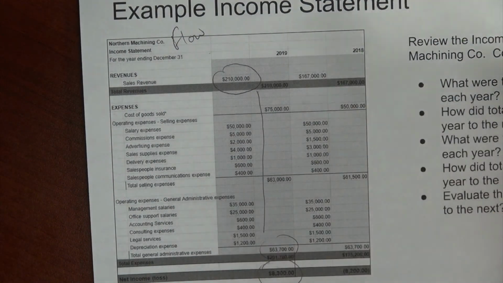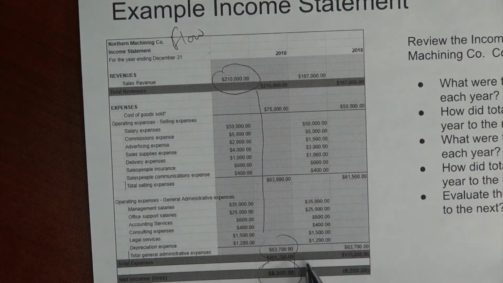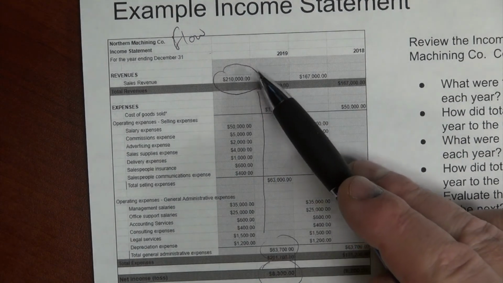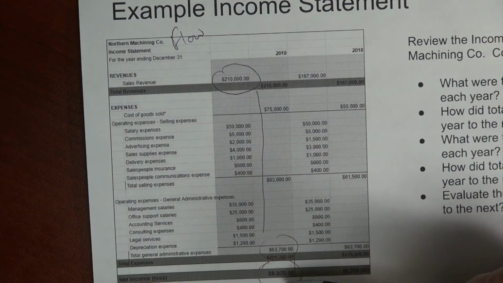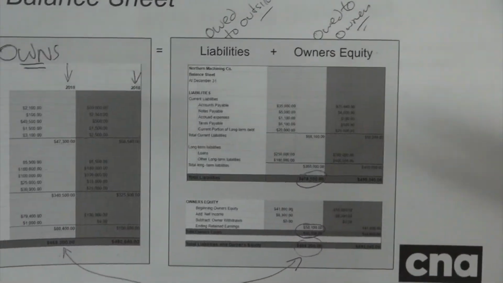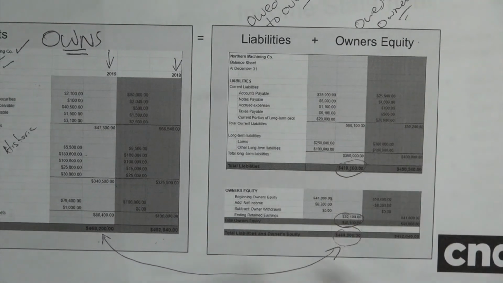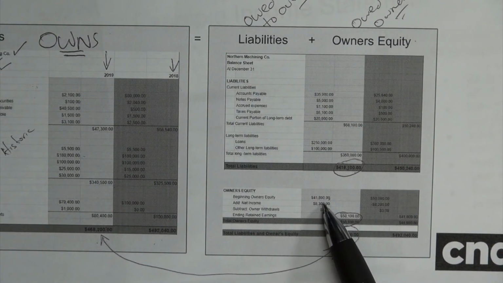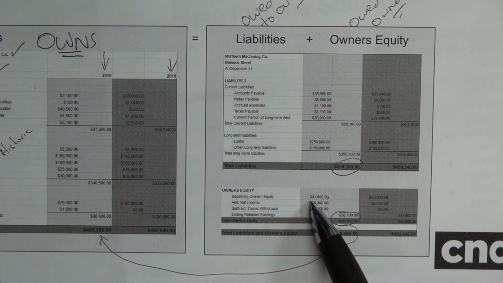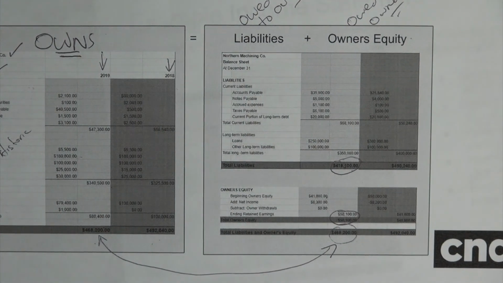The other thing I wanted to reference was how our net income relates. Well, we take our net income for a given year, so in this case it's 2019. That net income is going to be reflected in the balance sheet for 2018 as coming in and adding to owner's equity. So you'll see that the net income, $8,300, gets put into owner's equity.